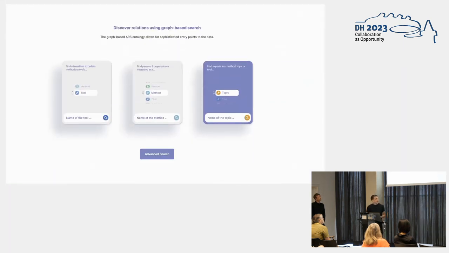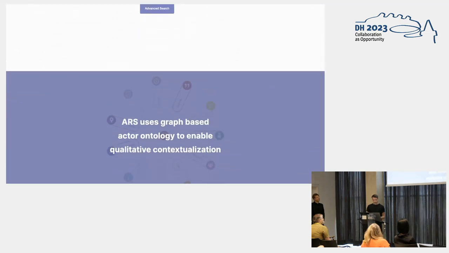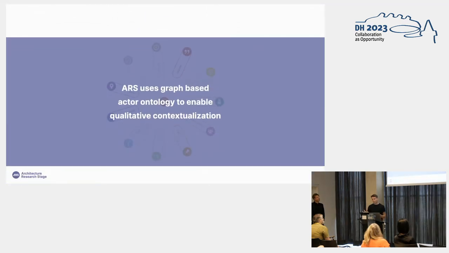Additionally, we offer sophisticated entry points to the data that are a little bit more advanced. This can be, for example, finding alternatives to certain tools that members have specified throughout the modeling process, or finding persons interested in applying a certain method, or also finding experts in a certain topic. And all of this works because ours uses a graph-based actor ontology, which Michael will explain now.